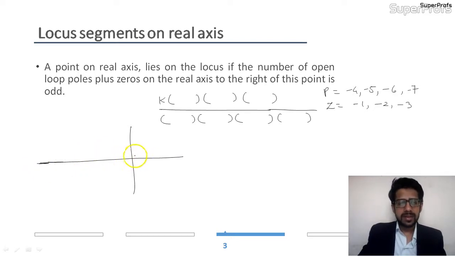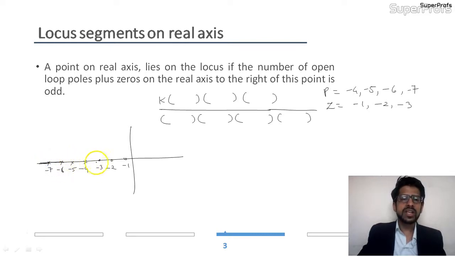Okay, so we have -1, -2, -3, -4, -5, -6 and -7.